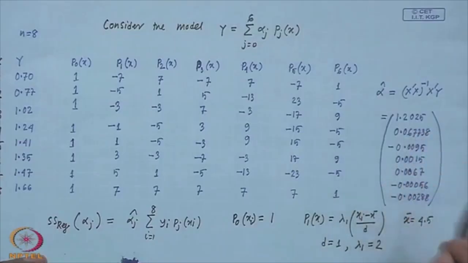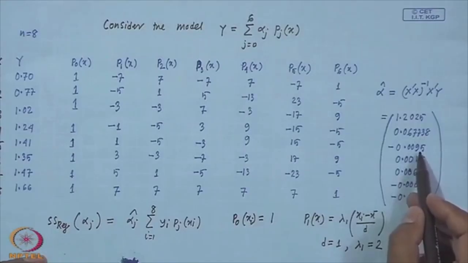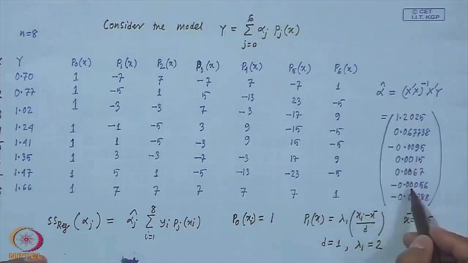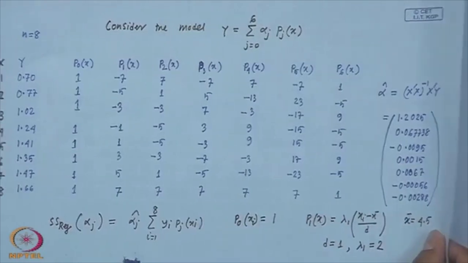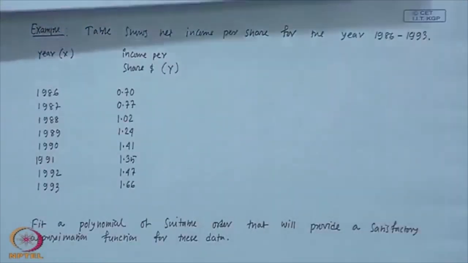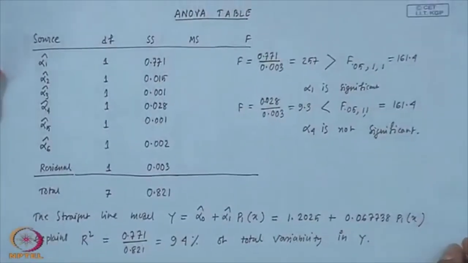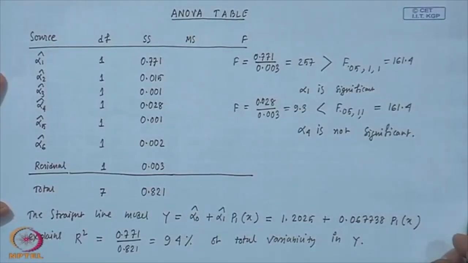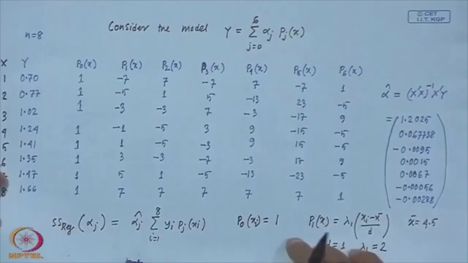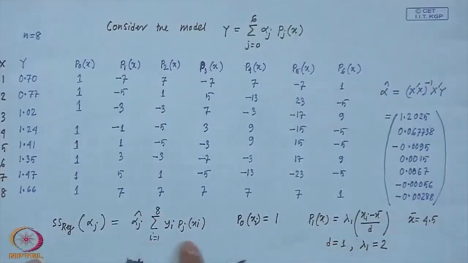So, these are the estimates alpha 0 hat, alpha 1 hat, alpha 2, alpha 3, alpha 4, alpha 5 and alpha 6 hat. Now, we will make an ANOVA table for the given data. We have to compute SS regression for, say, alpha 1. You know this is the SS regression formula.